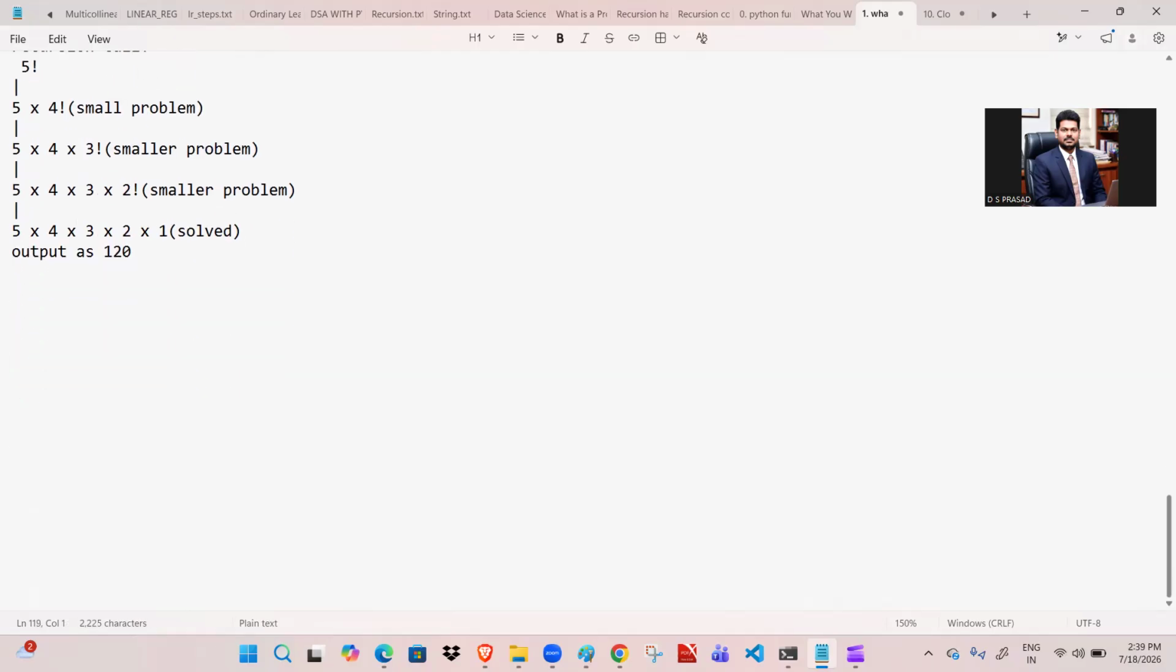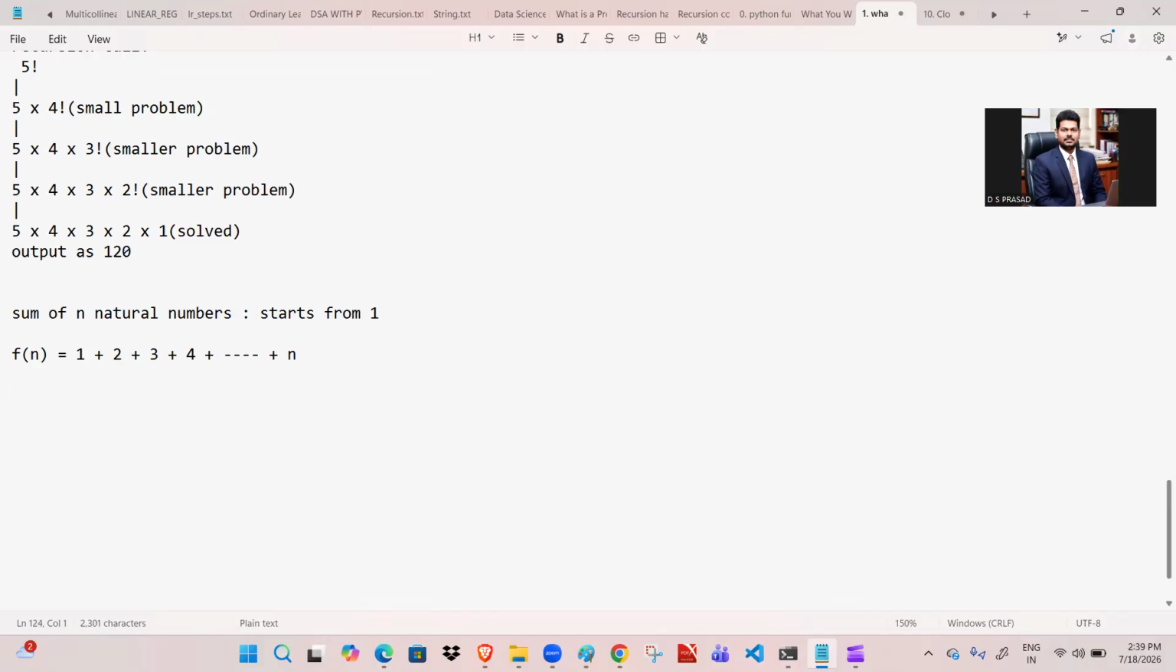Can I take another example? Yes, we can take another example: the sum of n natural numbers. We know that natural numbers always start from 1. So here, if I take the function f(n), it is equal to 1 plus 2 plus 3 plus 4 and so on plus n, where n is the number that we are going to take.